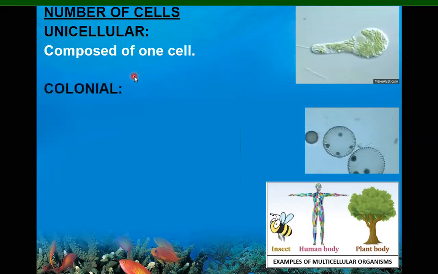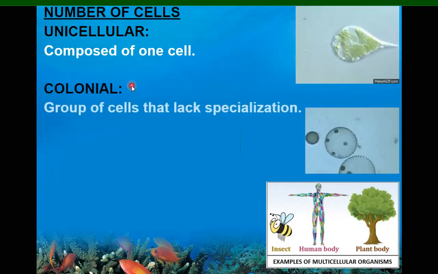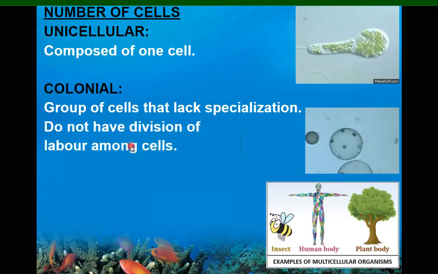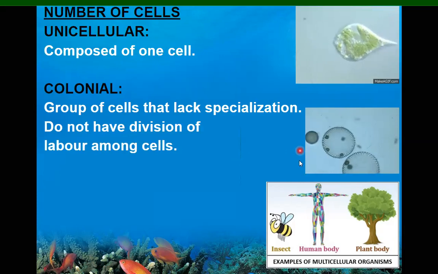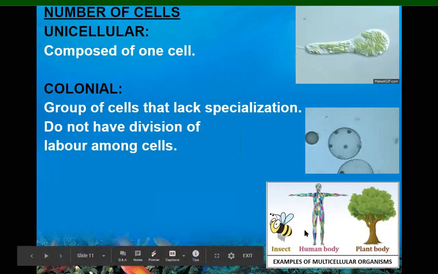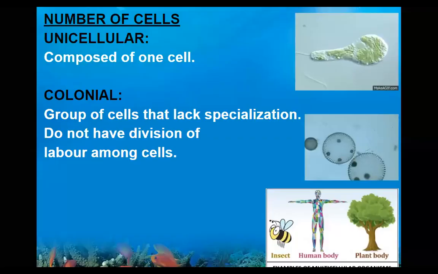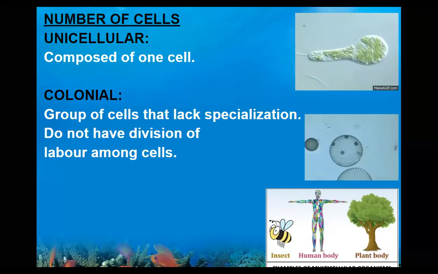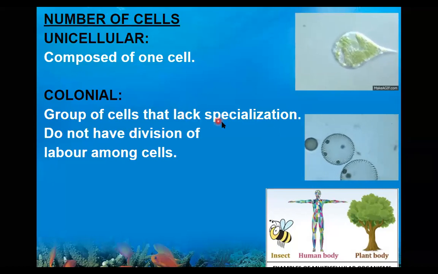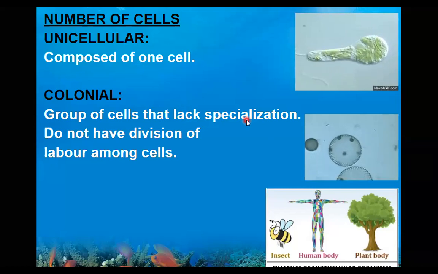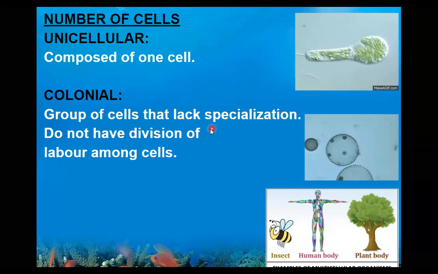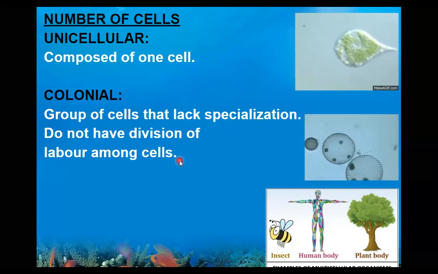Then we have the colonial organisms, the group of cells that lack specialization and do not have division of labor among cells. So colonial organisms are the organisms which do not have any division of labor among them. So volvox is one of the examples which we have studied, that they are a group of cells, but they lack specialization. You will not find the cells specializing into the tissue level and other levels of organization. And you will also not find any division of labor among them.